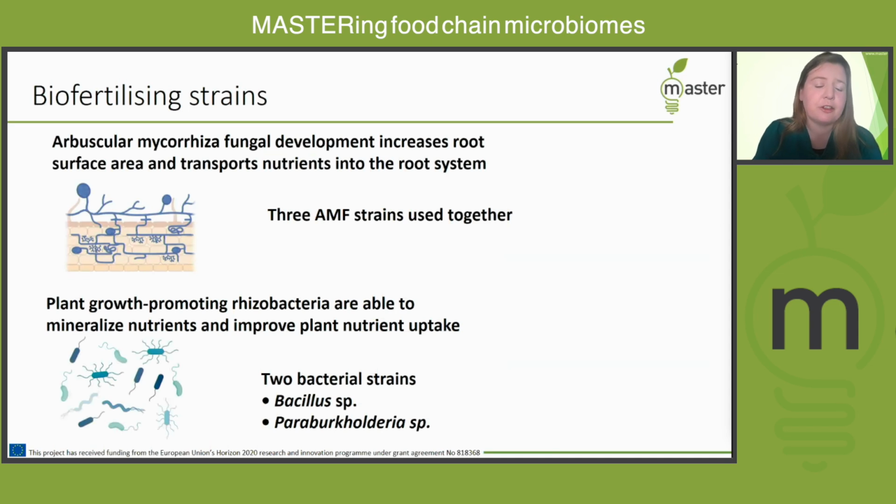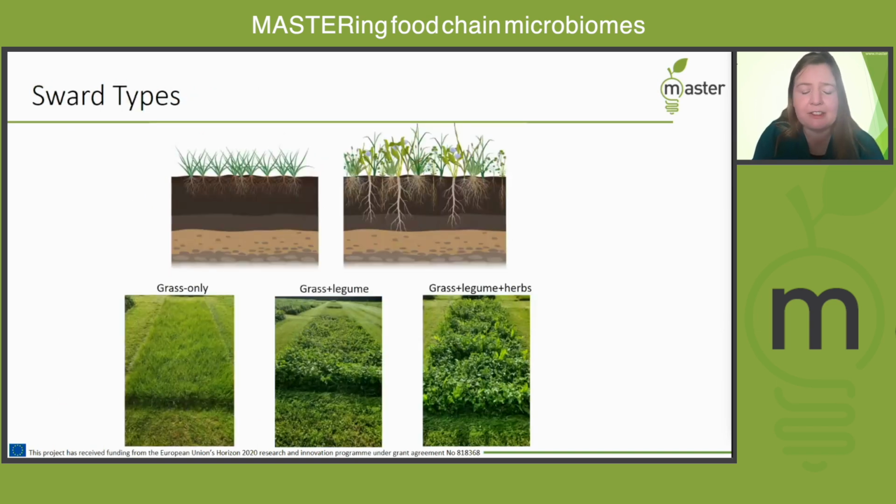We also looked at another group of organisms, plant growth promoting rhizobacteria, and these were able to mineralize nutrients and improve plant uptake. So we looked at 2 bacterial strains, a Bacillus strain and a Paraburkholderia strain. These isolates were used in tandem and also singly. We looked at how these strains did in both monocultures of perennial ryegrass and also more diverse sward types where we incorporated legumes and herbs.